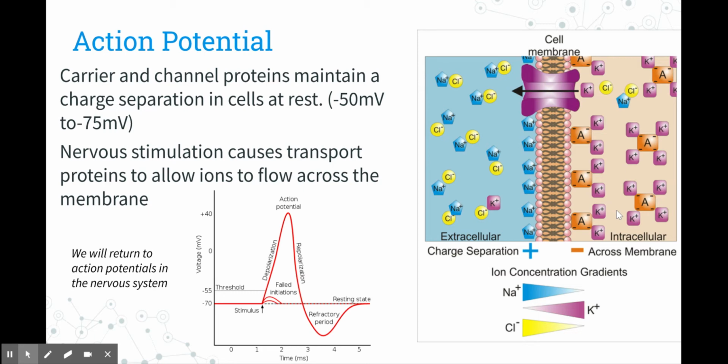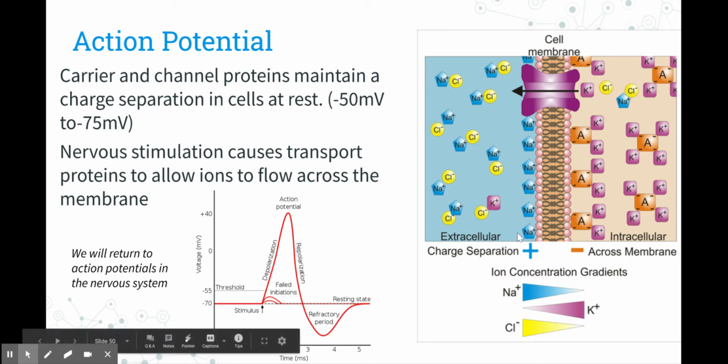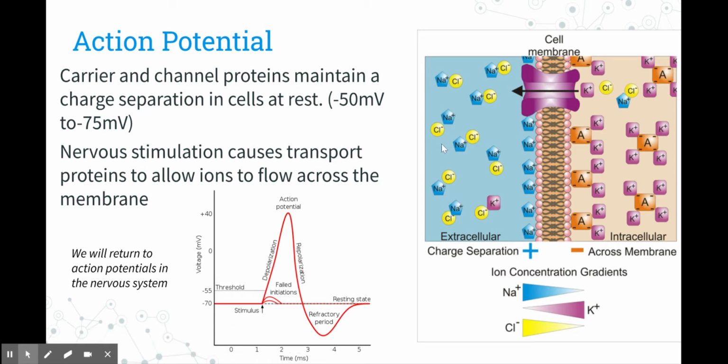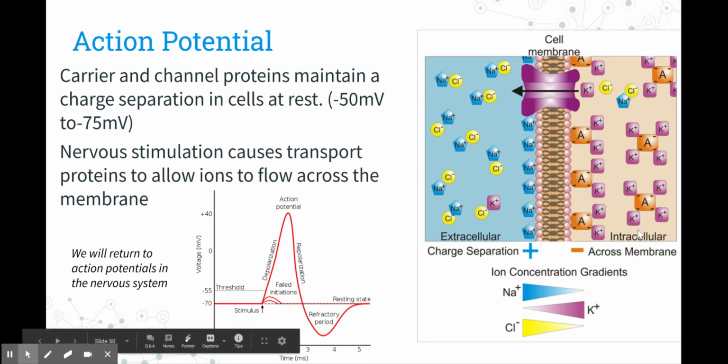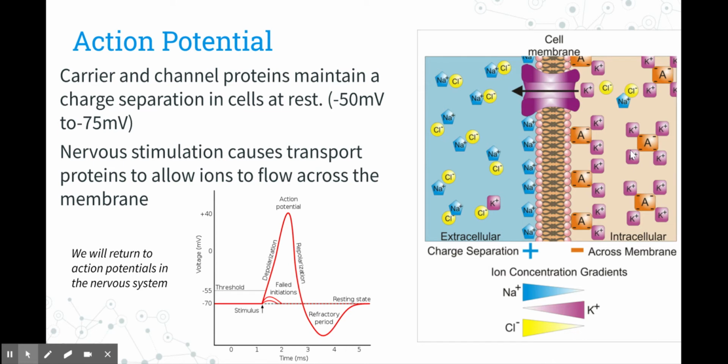and that at rest, the membrane has a natural charge separation, where the outer extracellular area has a positive charge due to many sodium ions, and the intracellular, the inside of the cells, has a slight negative charge. There are positive potassium ions in here, but there are also large negative ions that are unable to leave. A here stands for anion, a negative ion.